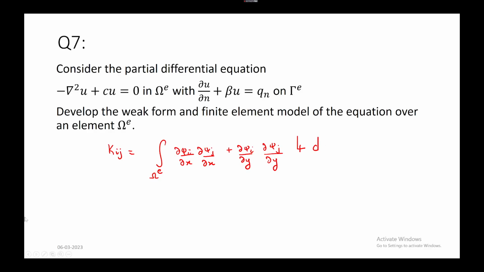Okay, I will erase. C psi i psi j, the whole thing I am going to integrate dx dy. So this is my kij. So this is the thing. So now we will go to the next question.